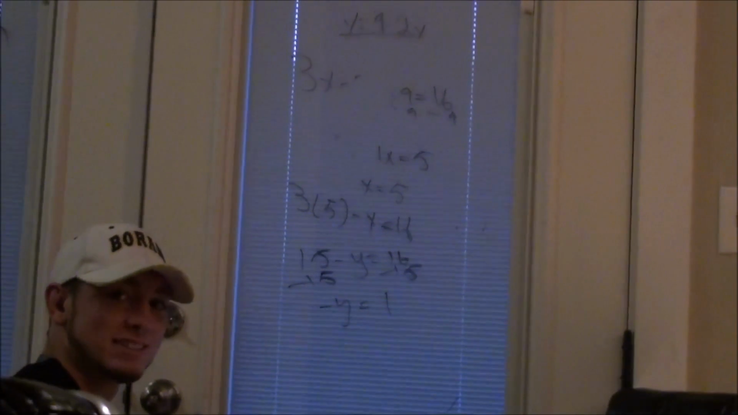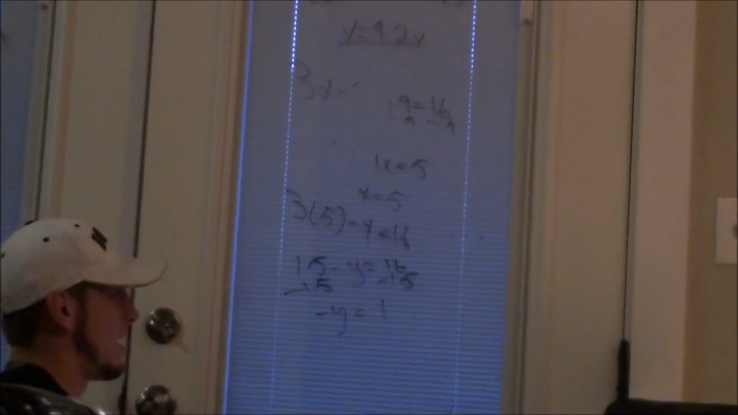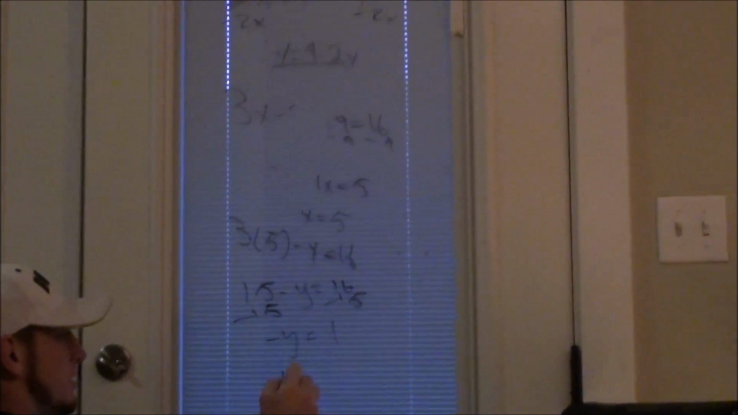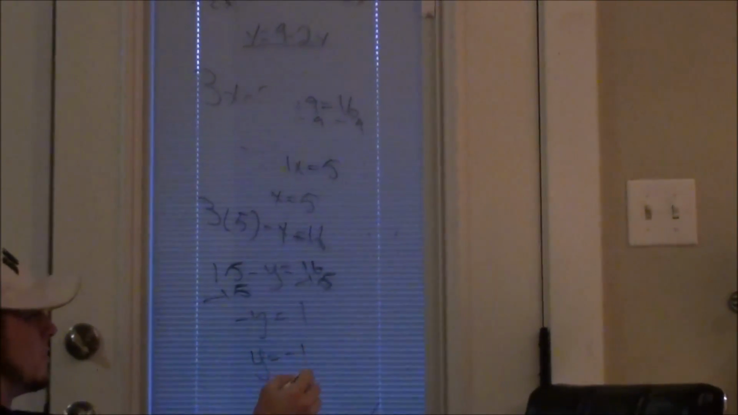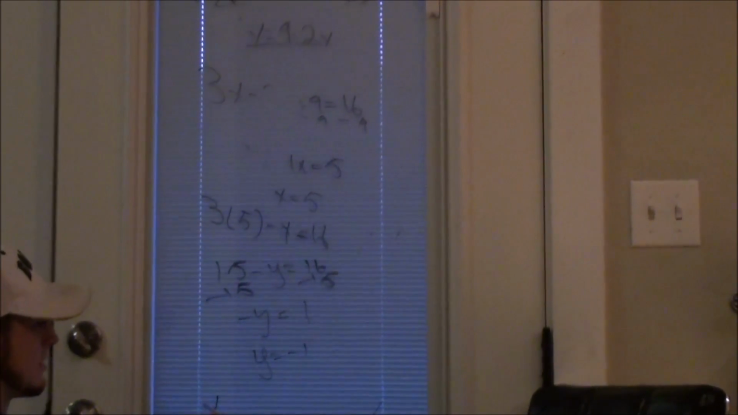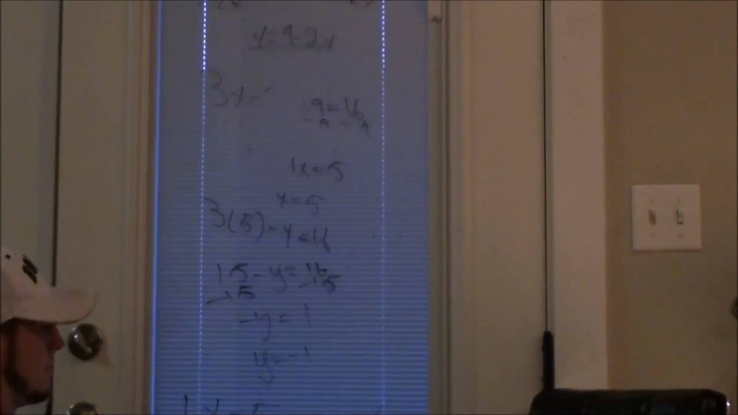And then obviously you have to take the negative out of the y and put it over to the other side. So you're going to get y equals negative 1, getting your answers of x equals 5 and y equals negative 1.